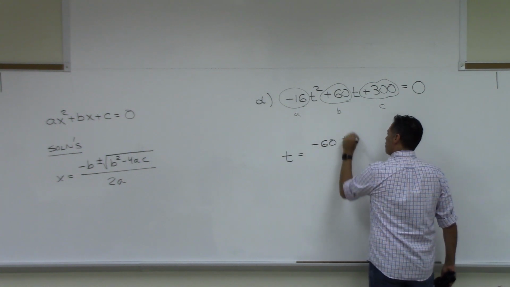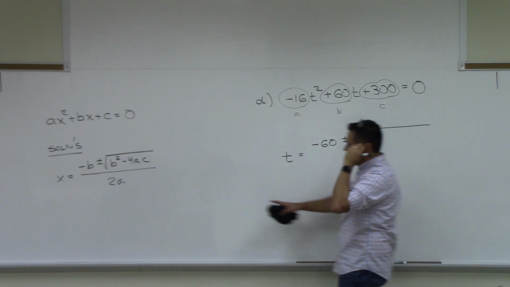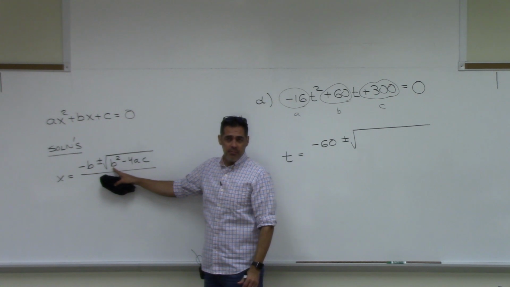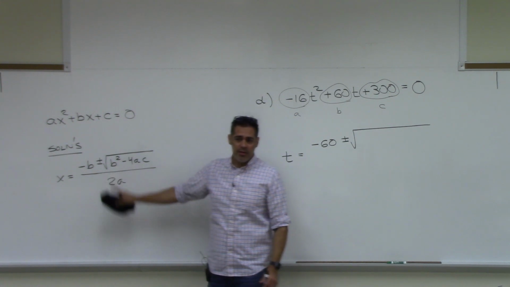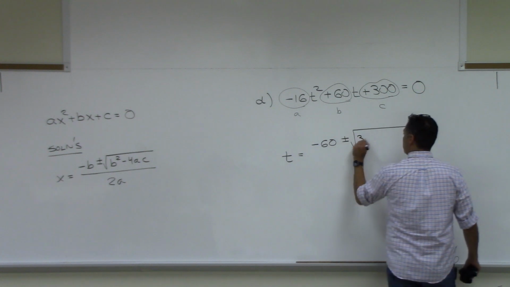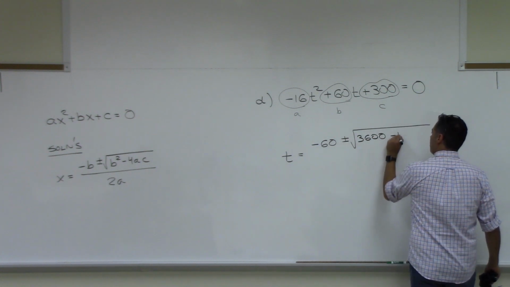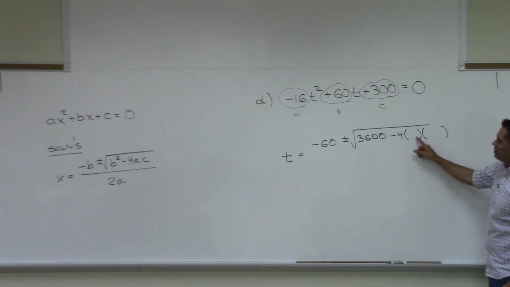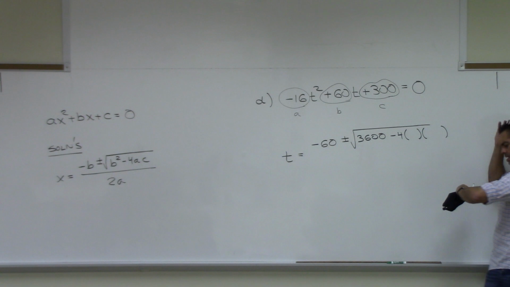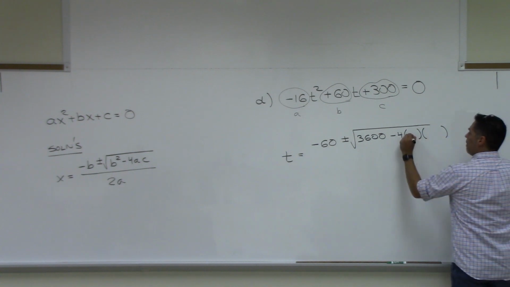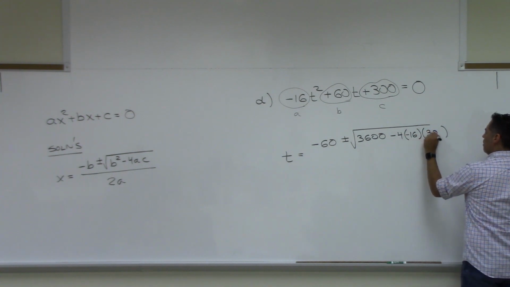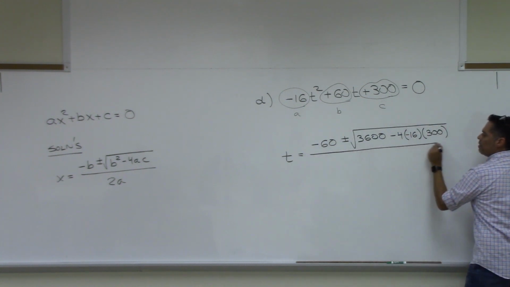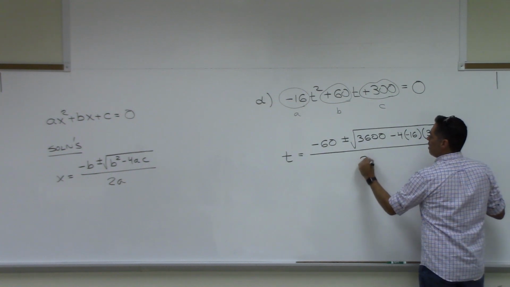All right, negative b is negative 60, plus or minus the square root of 60 squared. 60 times 60 is 3,600. Use your calculator if you need to. Minus 4 times A times C. I like to write it that way: 4 times A times C. What's A for us? Negative 16. And C is 300. Oh my goodness, okay, big. All over, the whole thing over, 2 times negative 16.